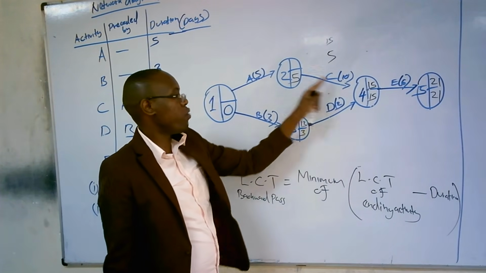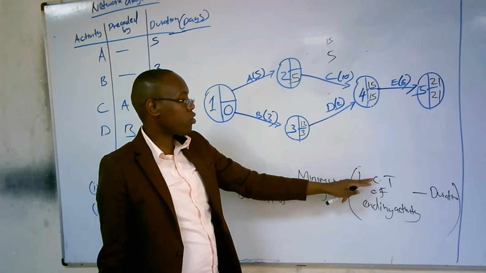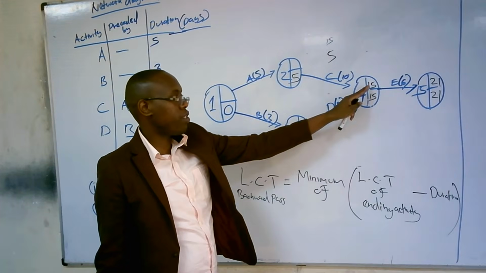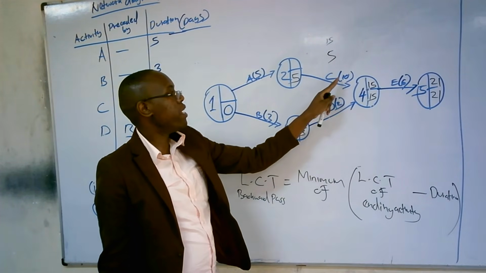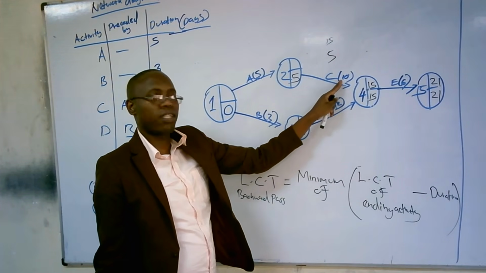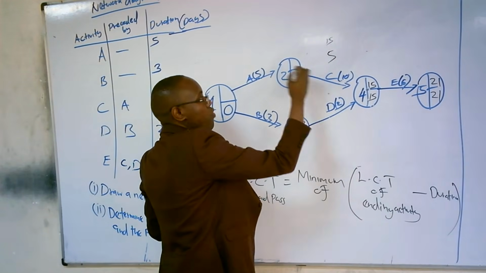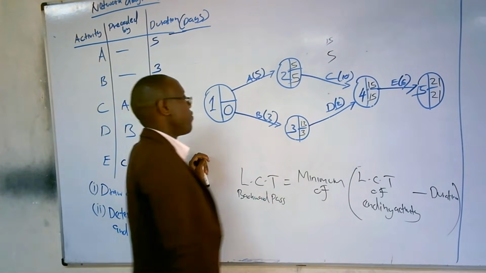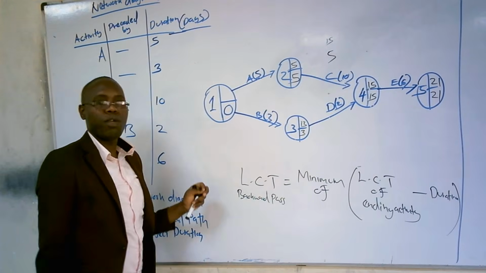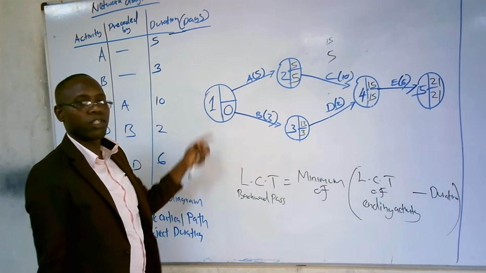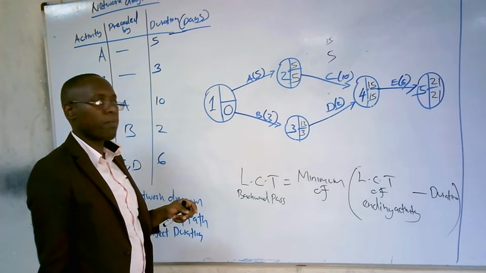Node number 2, we are going to take the latest completion time of the ending activity, which is 15, minus the duration, which is 10. So it's going to be 15 minus 10, which is 5, which is 5 there. And then we move to node number 1. So we want to be able to see this particular node number 1.